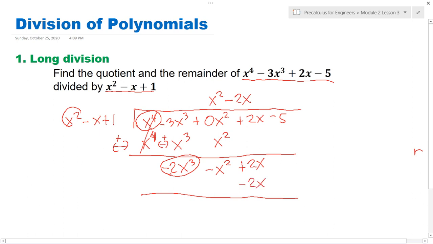Then, negative 2x times negative x. So, you have positive 2x squared. Then, negative 2x times negative x squared. So, you have negative 2x cubed.